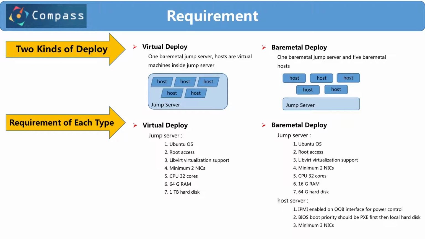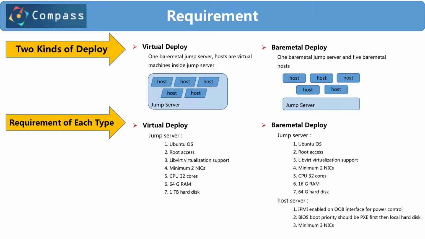The requirements for the jump server for virtual deployment are listed on the left. First, Ubuntu OS. Second, root access. Third, libvirt virtualization support. Fourth, minimum 2 NICs. Fifth, at least 32 CPU cores. Sixth, at least 64 GB RAM. Seventh, at least 1 TB hard disk.